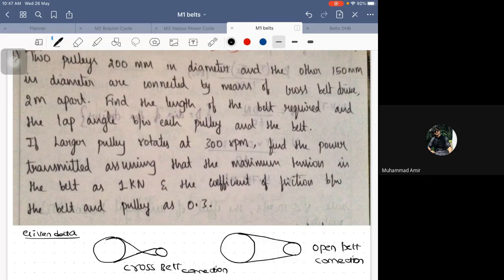So what is the difference between the open belt and cross belt? In an open belt, in whatever direction the driver is rotating, the driven also rotates in the same direction. In a cross belt, in whatever direction the driver is rotating, the driven would rotate in the opposite direction. You can have a small diagram in your notes so that you have a brief idea about open and cross belt systems.